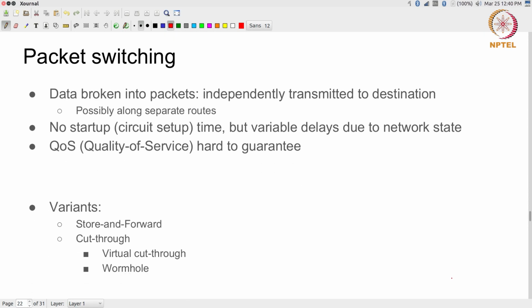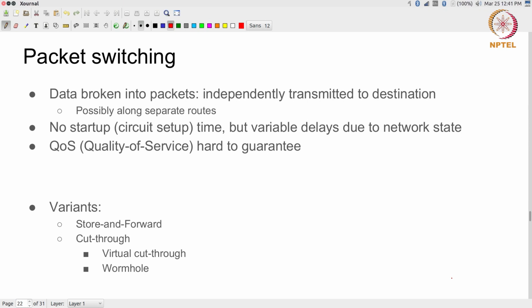Packet switching, on the other hand, takes another approach. It says that I will take data and break it up into packets. This is what happens, for example, on the internet, and the packets can be independently transmitted to the destination, possibly along separate routes. There is really no startup time required over here because I do not need that back and forth for setting up a circuit. As soon as I have data, I start sending it out, and the routing tables, or whatever routing approach I am following, will take care of finally getting it to the destination.